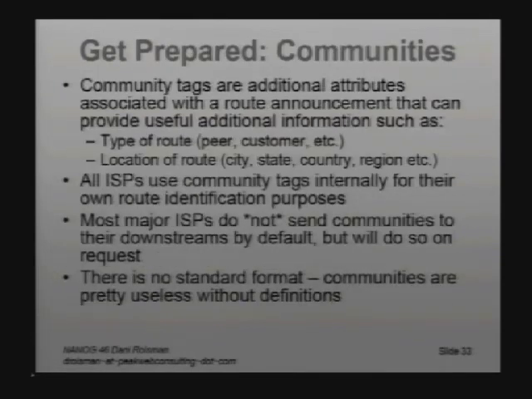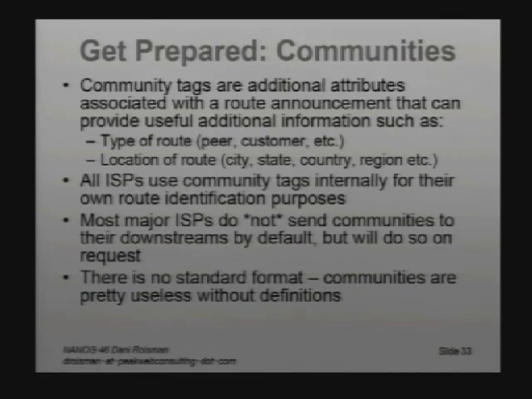Let's talk about communities a little more. Community tags are additional attributes that can be sent with a route when your ISP gives you a route. And they can carry additional information in addition to AS hop and prefix length. They might tell you about the type of route, if it's a peer or a customer or a transit route. They might tell you the location of the route. Did I hear this in Los Angeles? Did I hear it in Amsterdam?